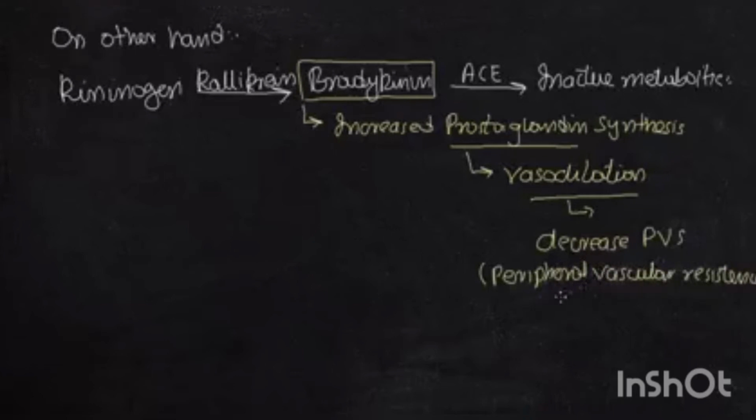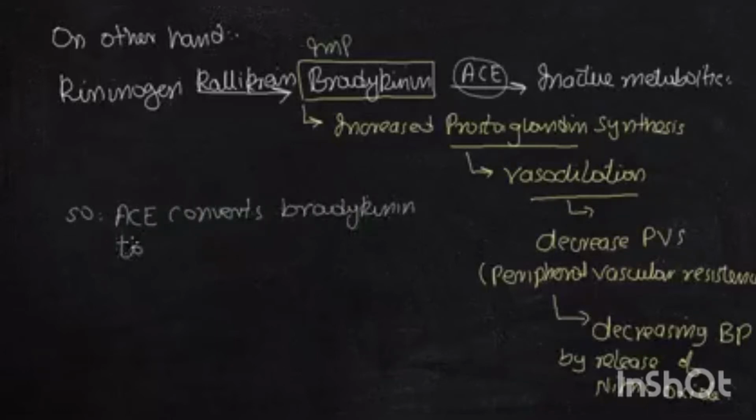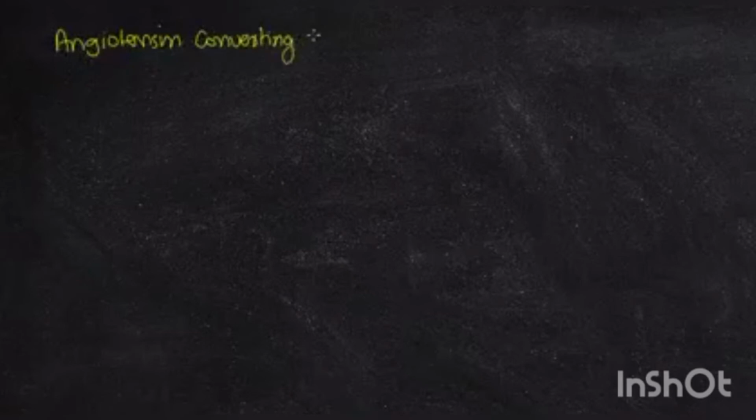This is the normal process if the bradykinin remains, but ACE metabolizes this bradykinin, so there is no decrease in blood pressure by the release of nitric oxide. I hope this makes sense. This is an important point. ACE converts the bradykinin to inactive metabolites, so there is no vasodilation and no decrease in the blood pressure. This was the normal mechanism by which ACE works.